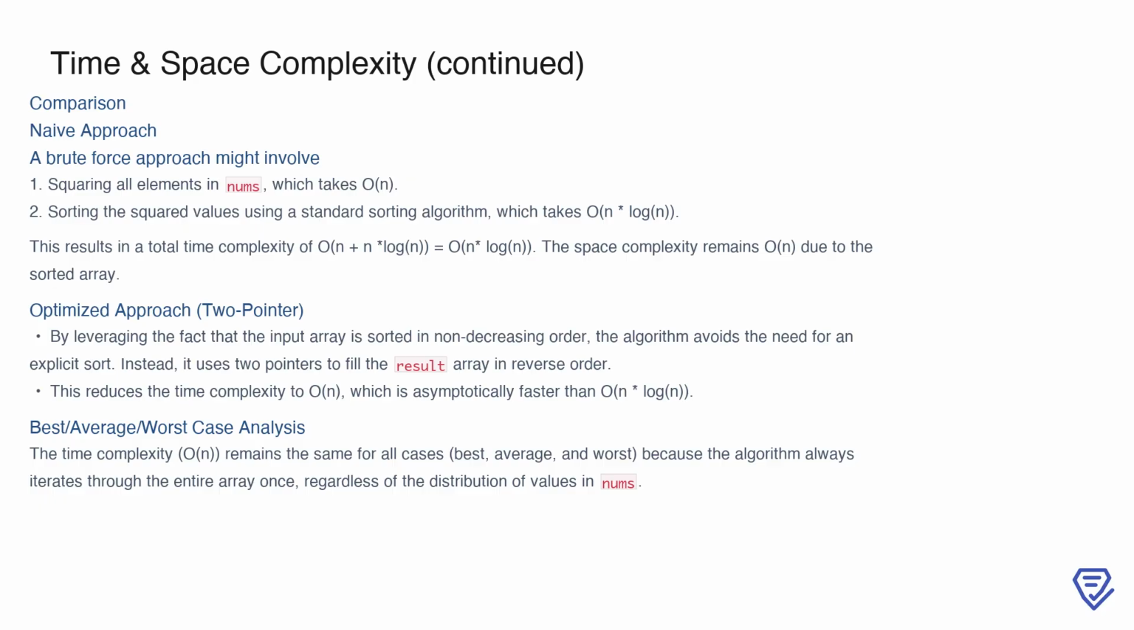In contrast, our optimized two-pointer approach takes advantage of the fact that the input array is already sorted in non-decreasing order. By filling the result array in reverse order using two pointers, it eliminates the need for an explicit sort, reducing the time complexity to O(n). This is a significant improvement, especially for larger inputs. Additionally, the time complexity remains O(n) for all cases, best, average, and worst, since the algorithm always processes the entire array in a single pass, regardless of the input distribution.